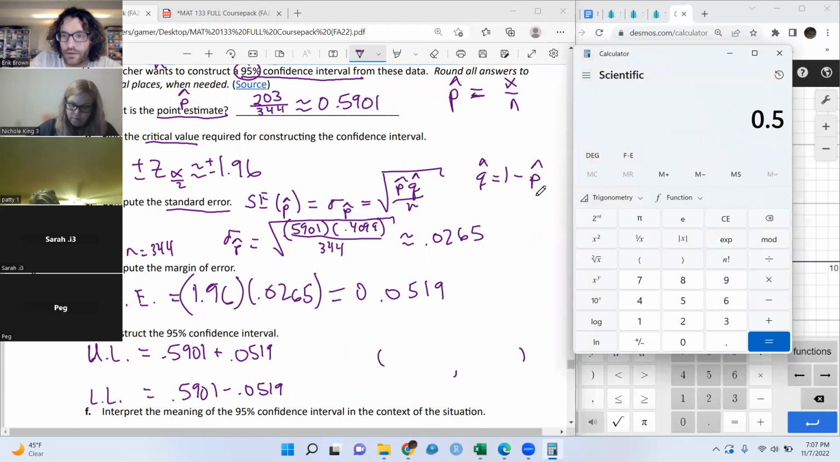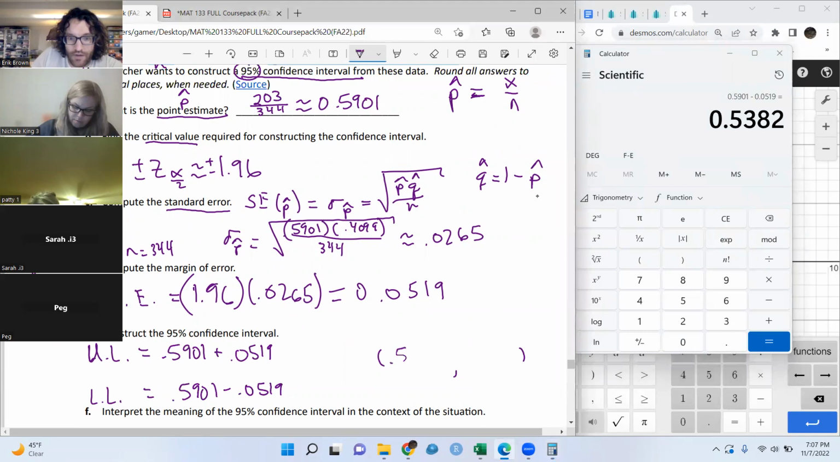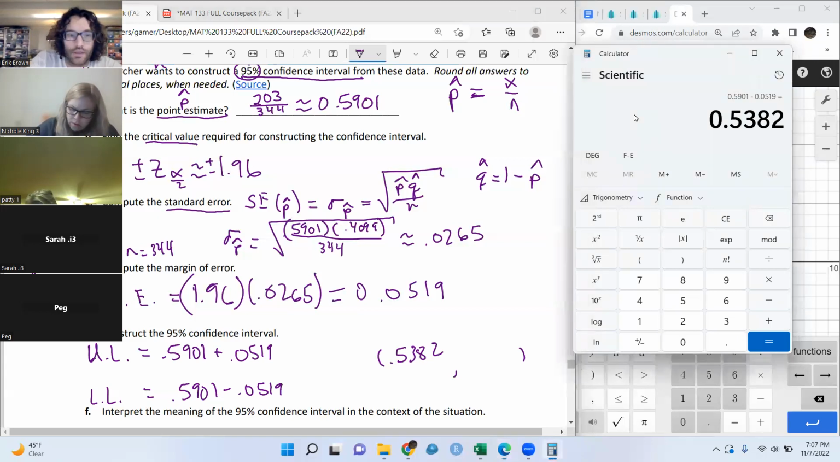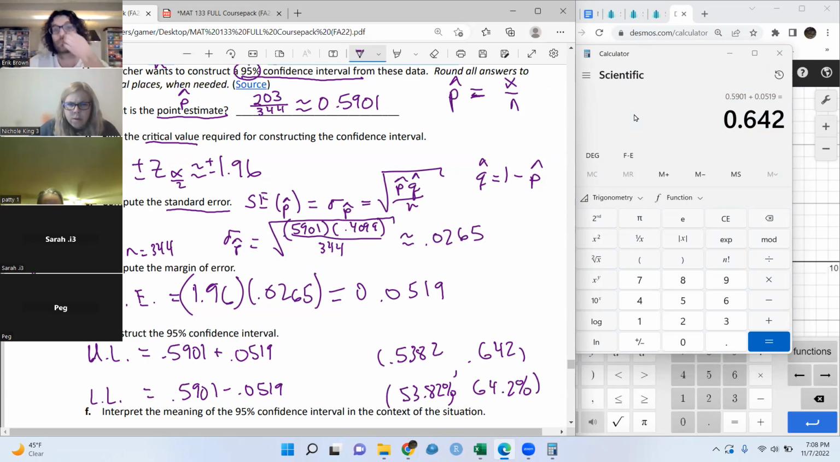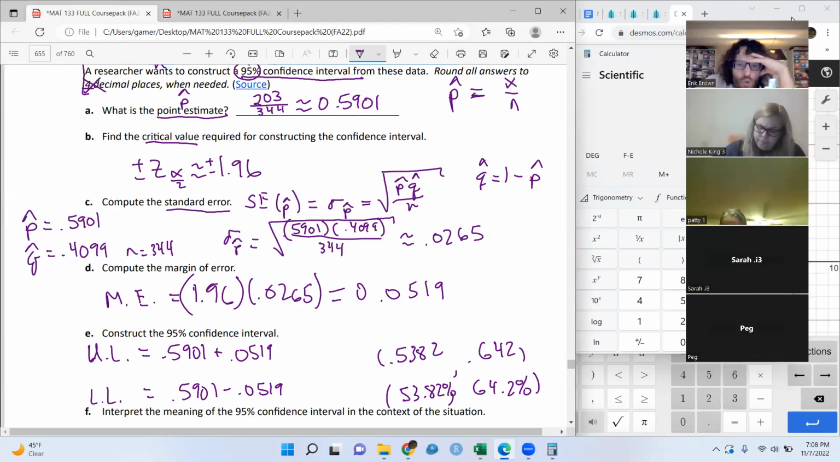Boy, I don't know what just happened in my calculator. 0.5382. Okay. And 0.642. Or if you prefer percentages, as opposed to decimals, this is 53.82%, comma 64.2%. Questions on that?